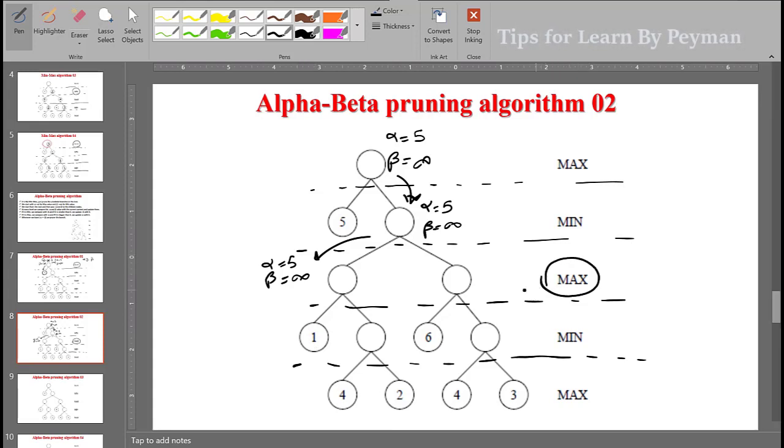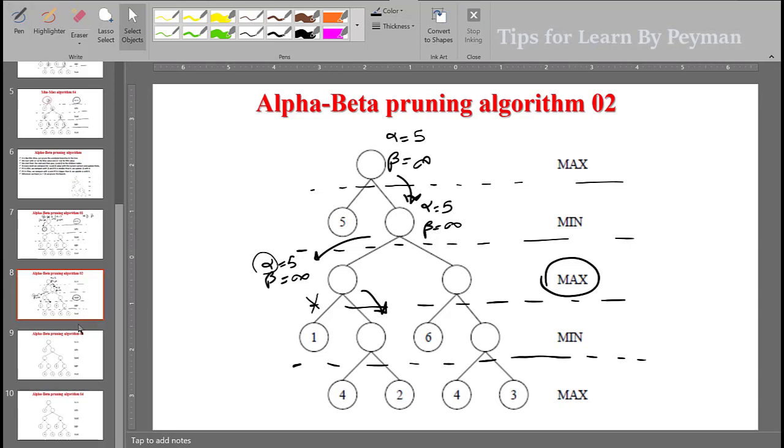In the maximum level we check the alpha value. Is 1 bigger than the alpha value, which is 5? No, it is not. So we do not change it, and we go to the right side here. We come here with alpha equal 5 and beta equal infinity. Okay, so we check the left side again.